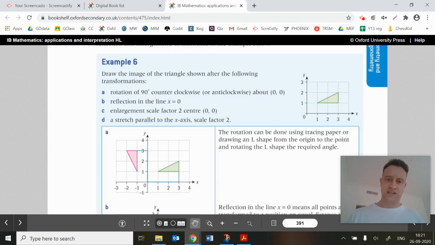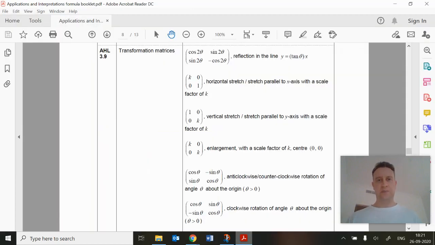I'm dealing with essentially this and developing these matrices here. So this is given to you in the formula booklet, and I'm going to try and make some sense of all of these different transformations which we have when we apply these matrices to particular points or sets of points.